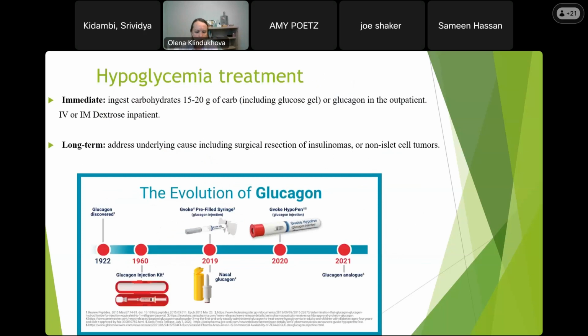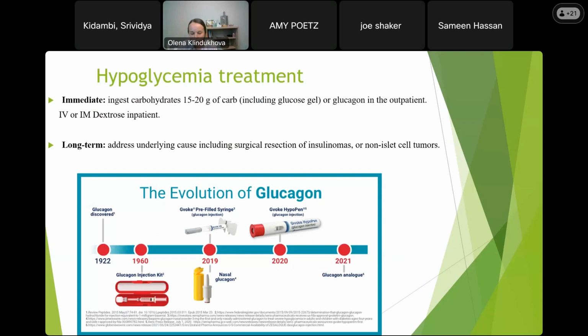Obviously, we all know the immediate treatment with 15 to 20 grams of carbs and recheck. The only interesting part of the acute hypoglycemia treatment is the recent evolution of glucagon preparations. Obviously, for years and years and years, we have had our red glucagon kit. In the last 5 years, we have a number of more user-friendly products.